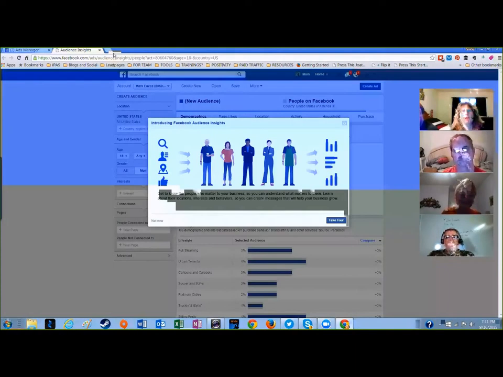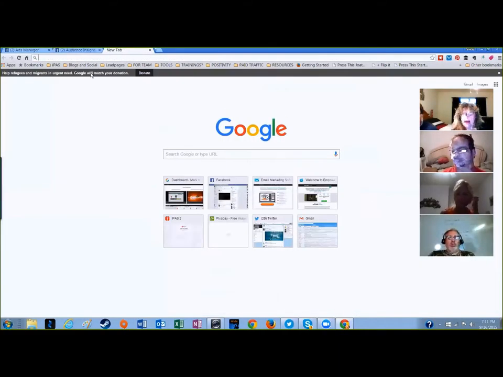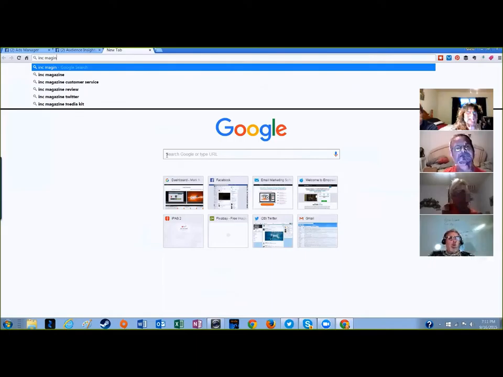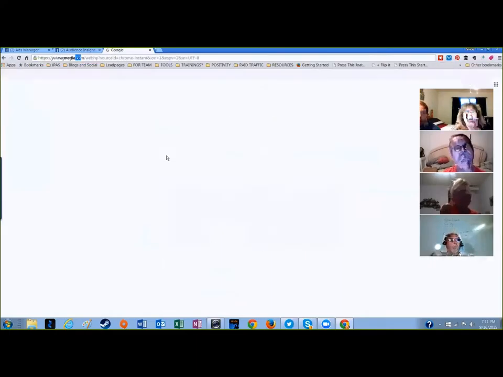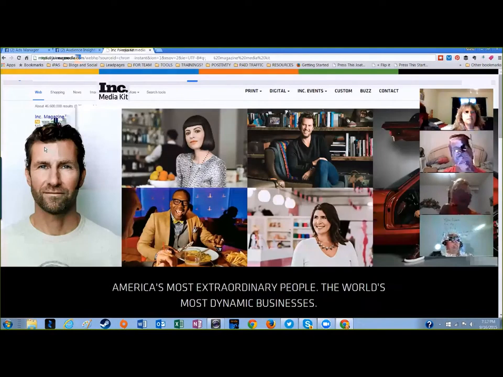Okay. So first of all, I didn't know if you knew this, but magazines, by law, have to share their media kit online with the marketers, you know, for marketing and stuff. So, like, let's say Inc. magazine media kit. And that media kit can tell you a whole bunch of different things about the demographics and stuff of their website.